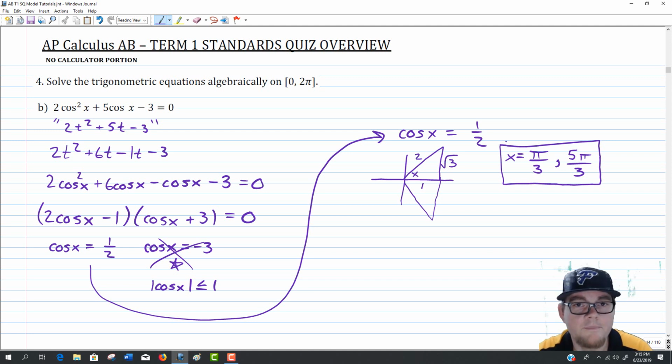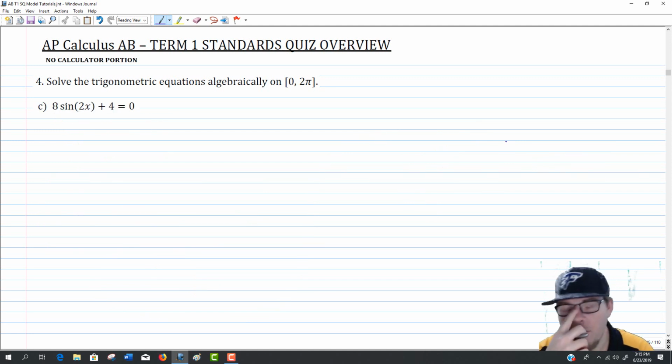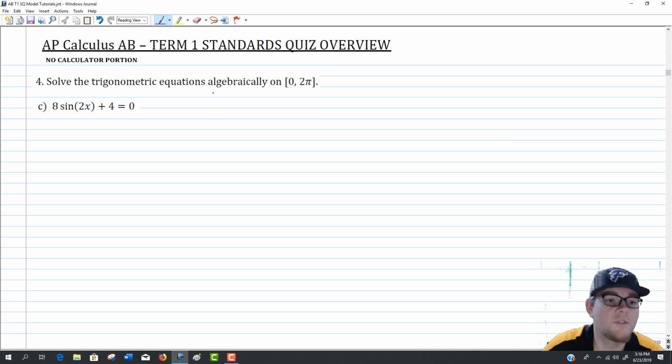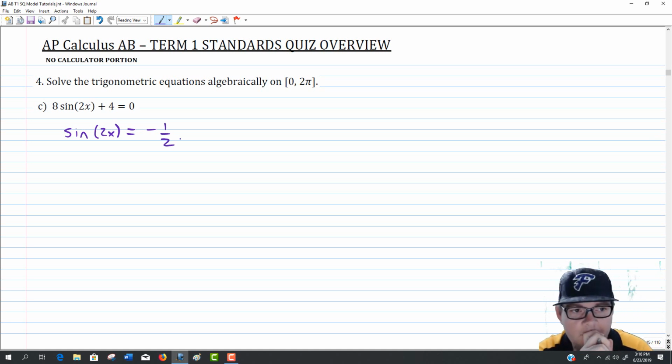So that hits part B. Now part C. Part C is one of my favorite types of problems. Unfortunately, it's not one that people do well. So I'm going to make sure to talk about the theory behind it as we go through this. So it asks us to solve the trigonometric equation 8 sine of 2x plus 4 equals 0. And now I'm going to ask you to first just bear with me. If we subtract 4 and divide by 8 on both sides, we'll get the equation sine of 2x equals -1/2. So I'm hoping you can get to that point.